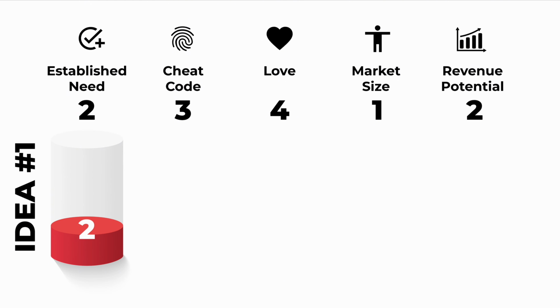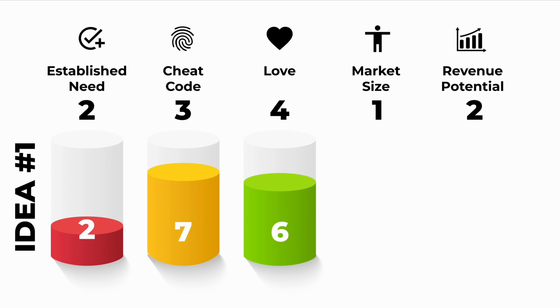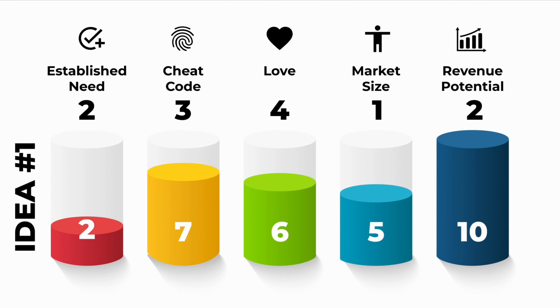So maybe the first idea I have, I grade established need as a 2, because it's not much of an established need, and cheat code is pretty high because I have a cheat code in this area, and the love is good but not great, so we'll give it a 6. Market size, it's kind of a mid-sized market, and revenue potential for this product is extremely high, so I would grade them. Now it's 2 times 2 plus 3 times 7 plus 4 times 6 plus 1 times 5 plus 2 times 10. And don't worry, we'll do this with a spreadsheet, and that would give you a score of 74. And if you had negative criteria, you would also score those. And I'll show you an example in a minute, and it would detract from that score.